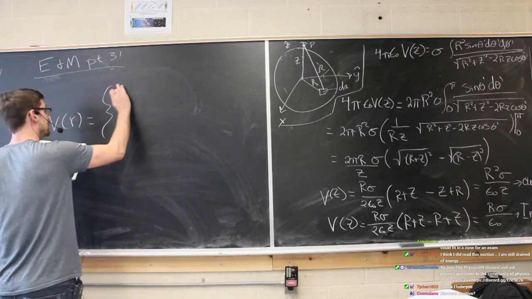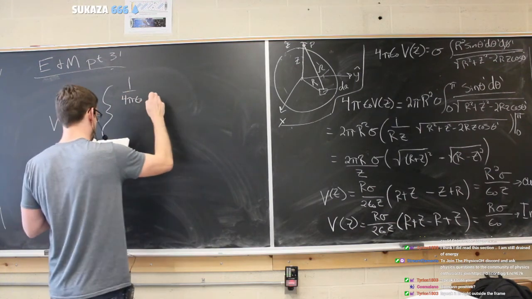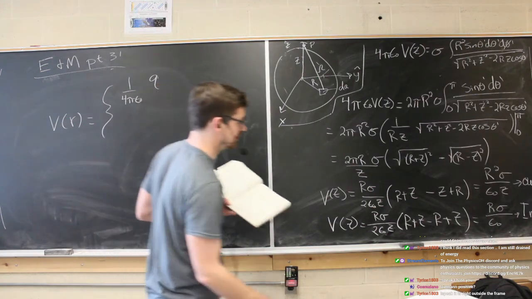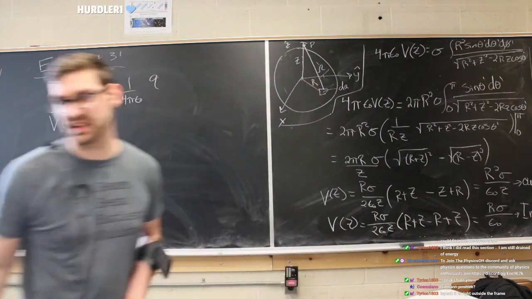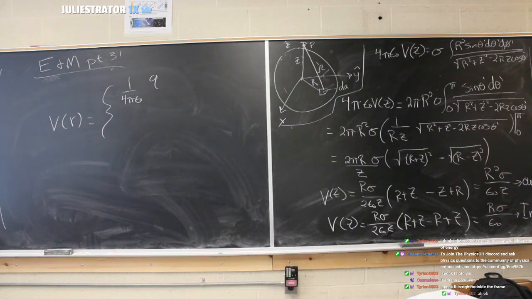Woo! 1 over 4 pi epsilon naught. Right outside the frame. Is it really? Is it just the N? It just says in. Yeah, it just says in. Good catch, though. I don't know if it's a Riemann positive. Is that what that means? I'm not 100% sure. Yeah, it just says in.